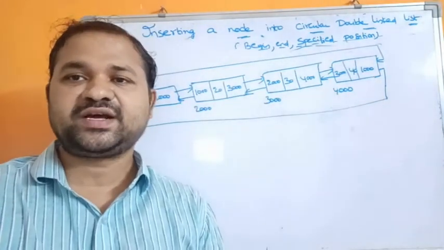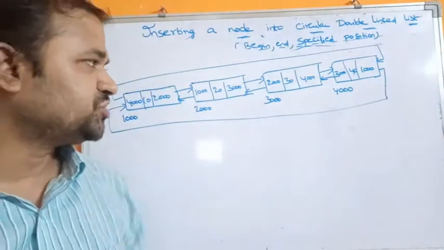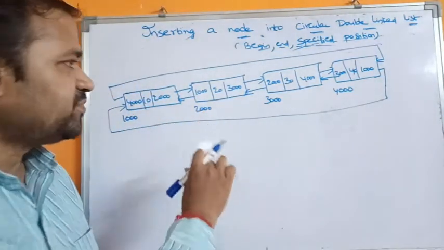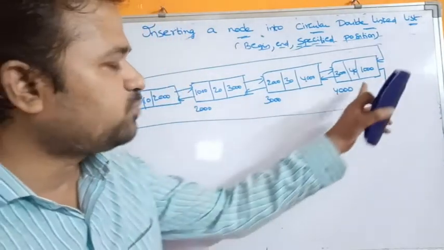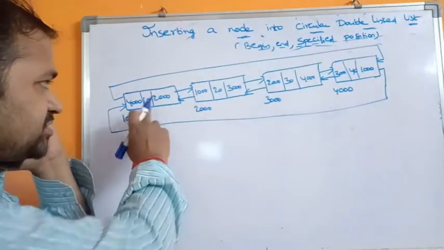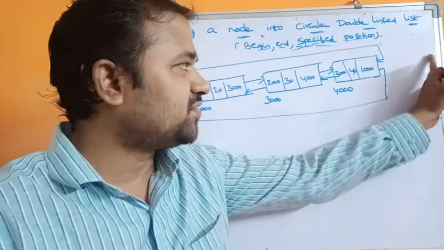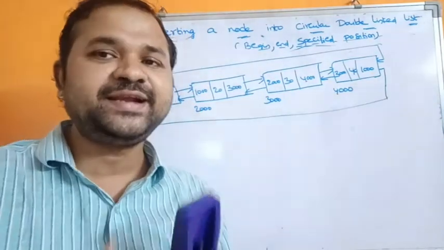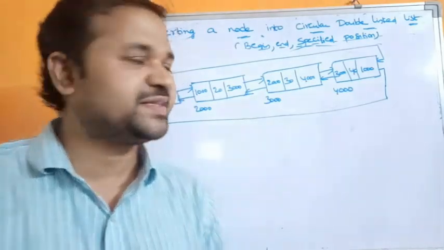Now let's see about inserting a node into a circular double linked list at the end position. So we have a circular double linked list like this with 4 nodes. Now our target is we have to insert a node at the last position. So what are the values here? 10, 20, 30, 40. Let the last node be 500. So the output should be 10, 20, 30, 40 and 500. So likewise we have to display the output.